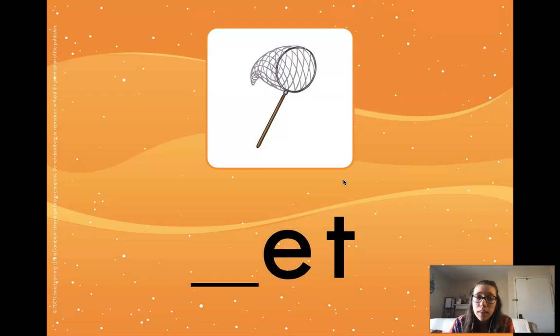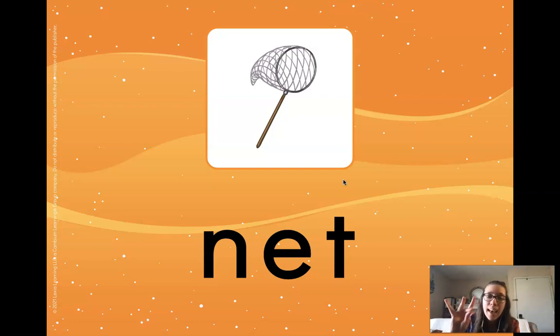This is a word that rhymes with wet. It has the same ending sound, et. The only sound that changes is the beginning sound. This is a picture of a net. In the word net, what is the first sound you hear? If you'd like, you may write it on your paper. Good, the first sound in net is n. And what letter says n? Very good, N says n. So the word net is spelled N-E-T, and we can pronounce it n-e-t, net. If you haven't written this on your paper already and you would like to, go ahead and do it now.